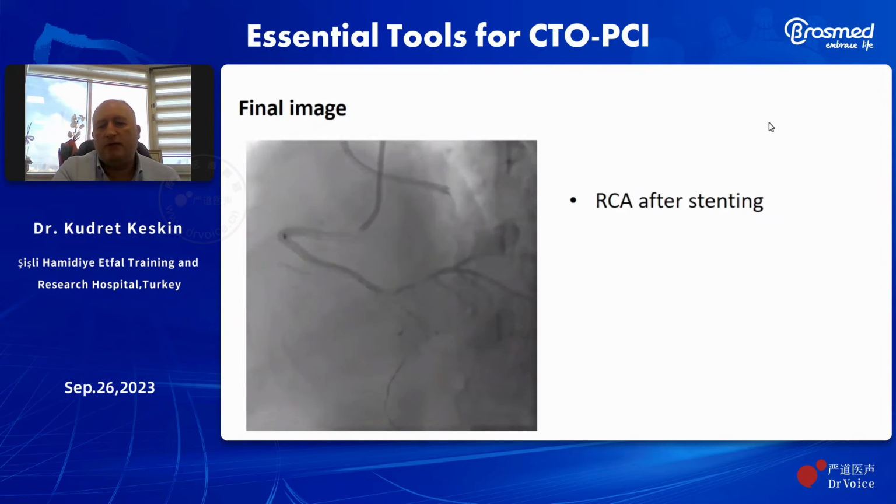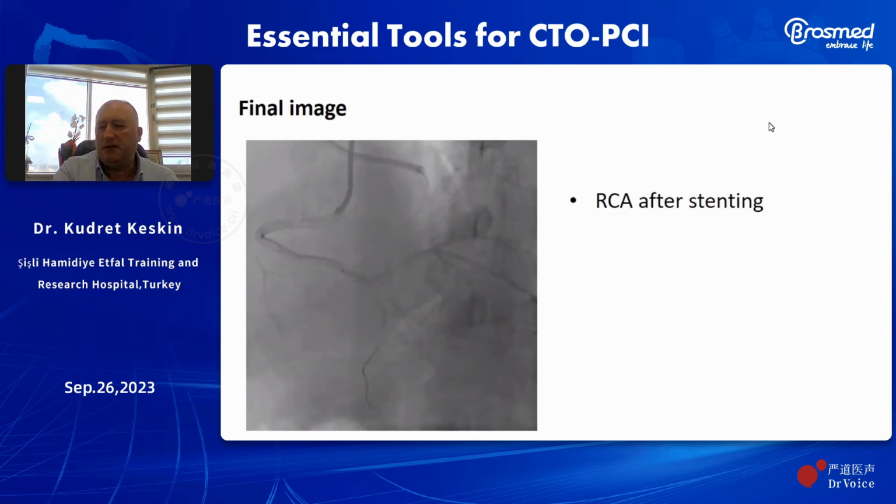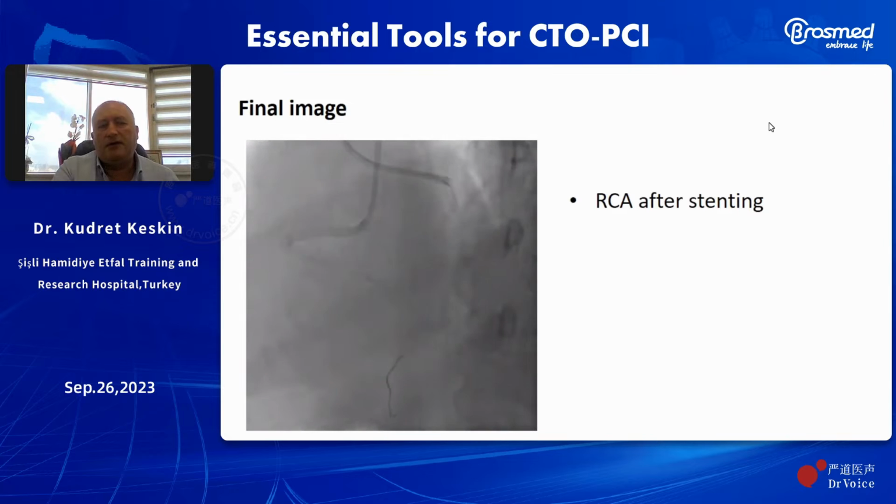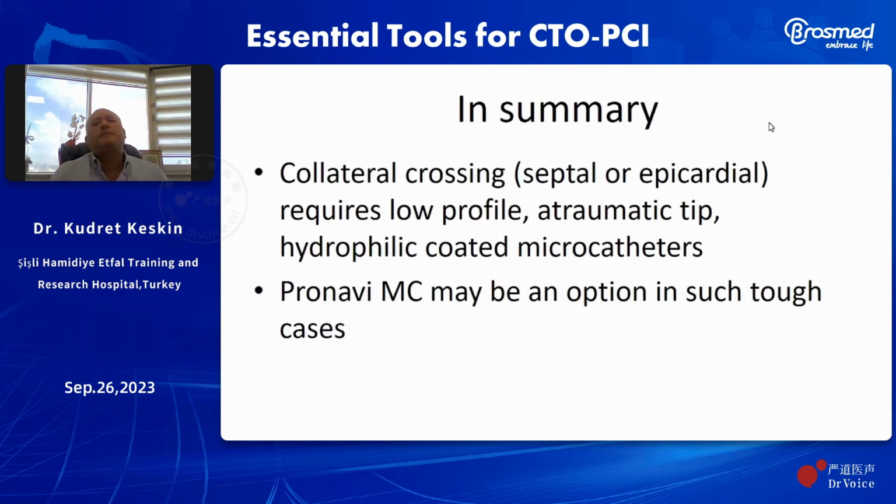So these are two cases where we used the Pronavi successfully, both in angulated septals where other microcatheters could not advance, and one in the epicardial. So, in summary, I can say that collateral crossing, either septal or epicardial, requires low-profile atraumatic hydrophilic microcatheters. In that sense, Pronavi 1.7 French or 1.9 French may be an option in such tough cases. Thank you.